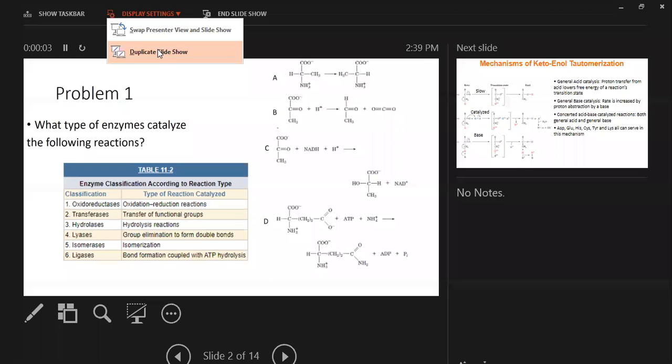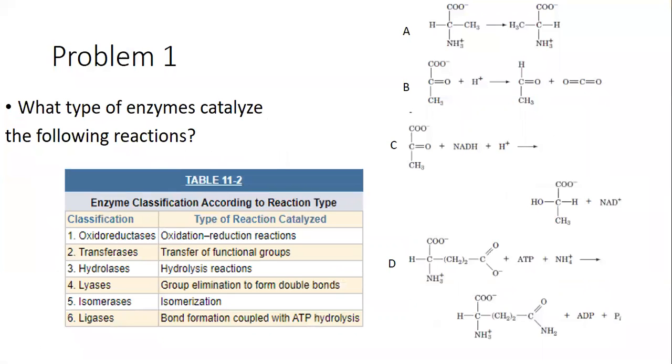So what I want you to do is I want to see how well you remember your organic and your general chemistry. I have 4 reactions here. I want you to tell me what type of enzyme would catalyze these reactions. So I have the poll up for you. Tell me for reaction A, B, C, and D, what type of enzyme would catalyze those reactions?